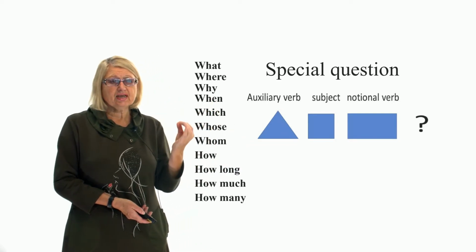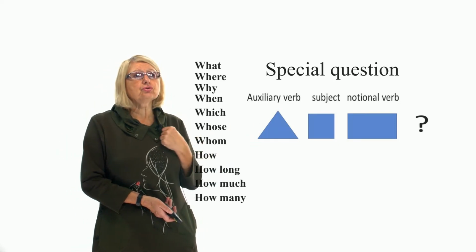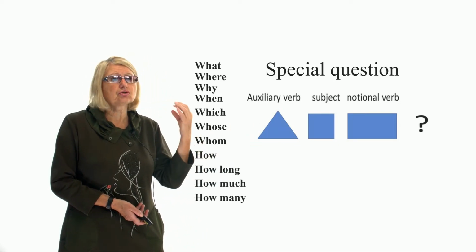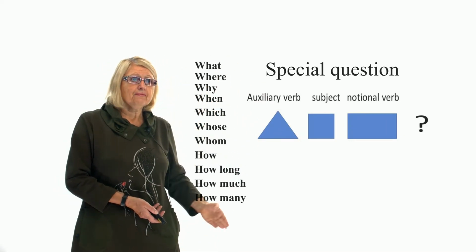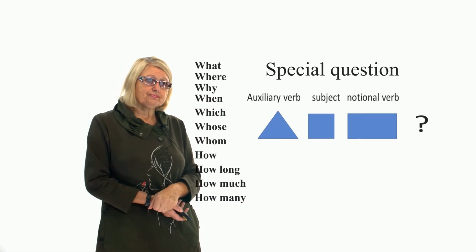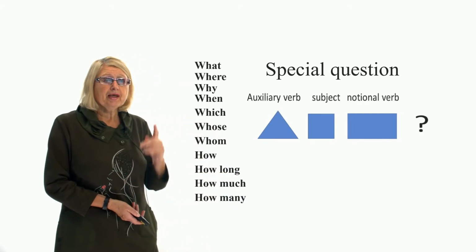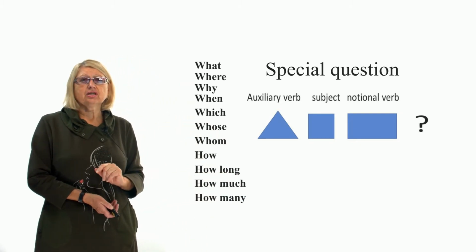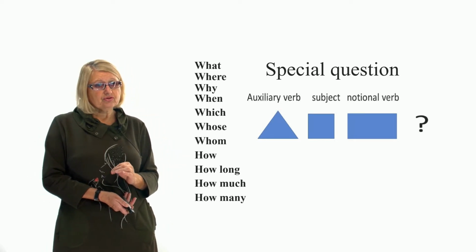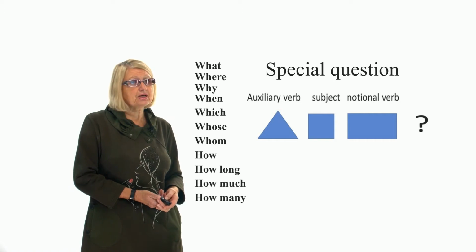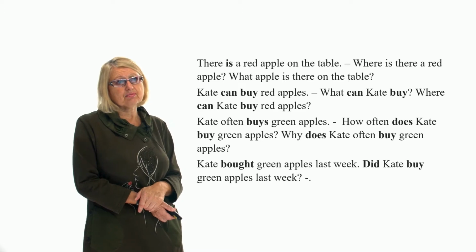That is the mistake which a lot of students do. Auxiliary verb, you should not miss it. You should not lose it. You should put it after the interrogative pronoun. Then goes subject and then notional verb. You see that special question is put to the secondary parts of the sentence. Второстепенные члены.